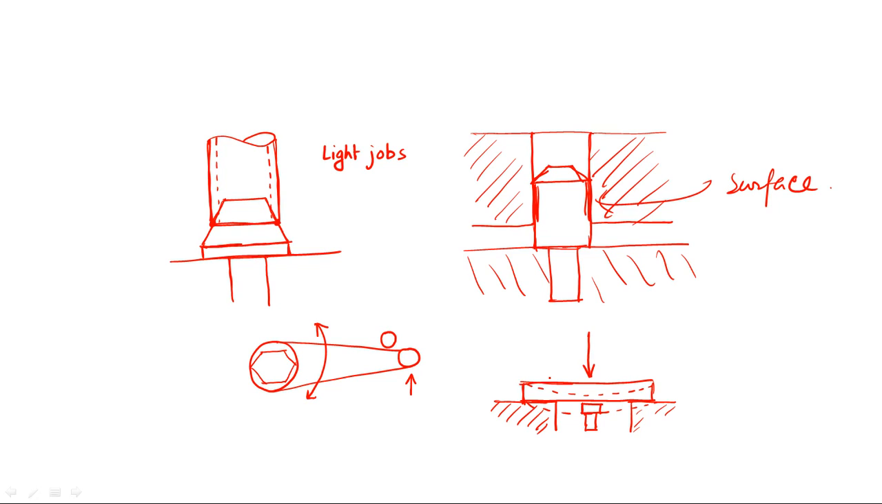Okay, so now what are the different types of clamping devices that are used? Basically, the clamping devices must be strong, rigid and stable. The clamping system must also be easy, quick and adequate.